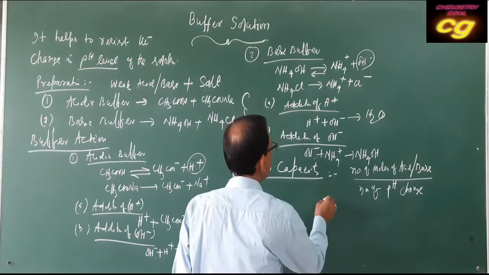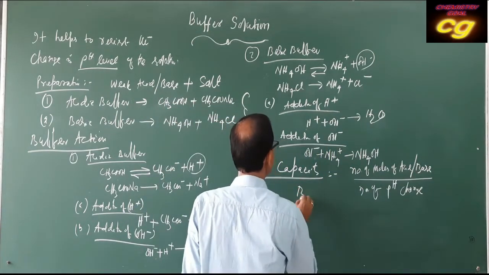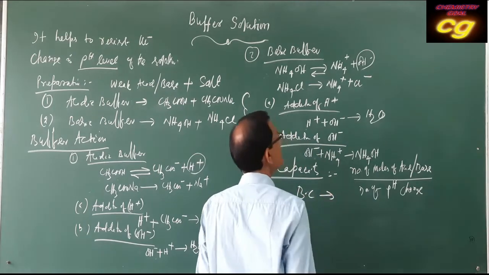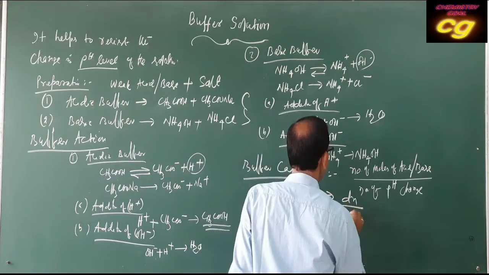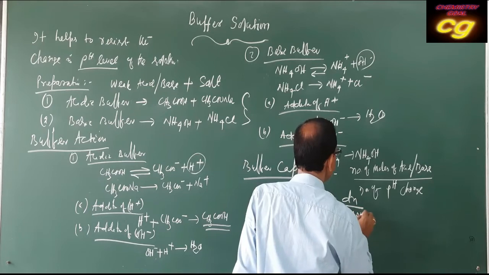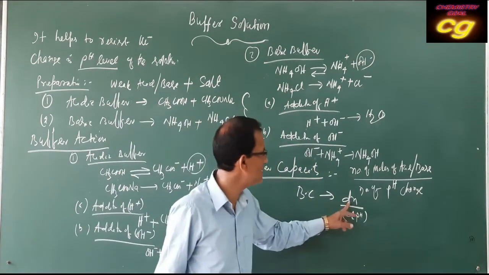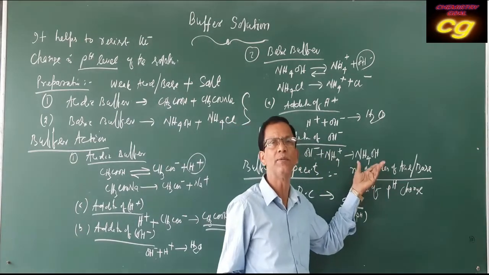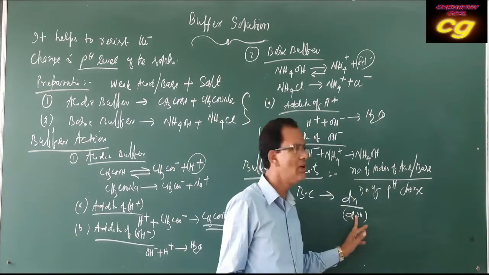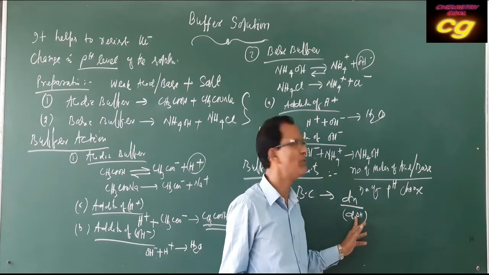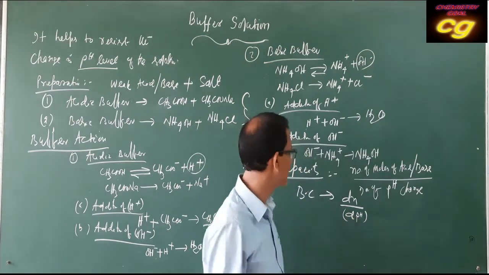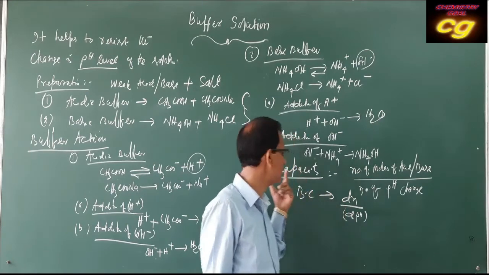That means we can write that the buffer capacity, BC, formula is dN by dpH. What does it mean? dN means the number of moles of acid or base added, for the change of pH. How much is the pH changing? That means what is the buffer capacity?